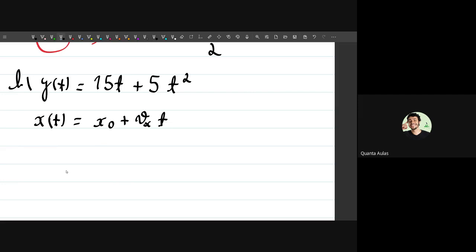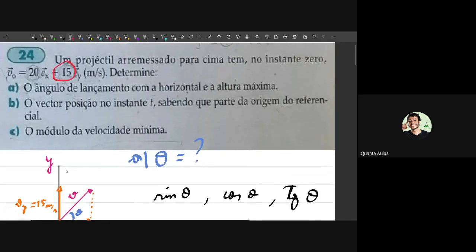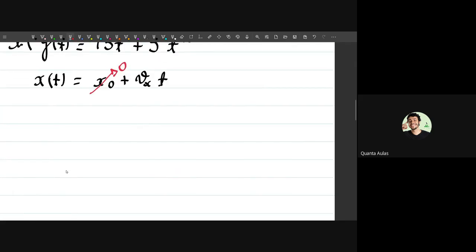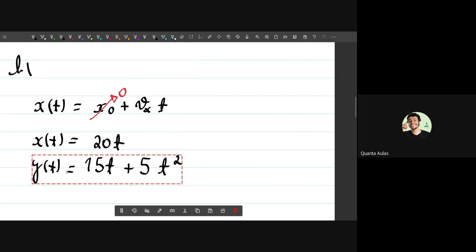So again, the position is 0 because we start at the origin of the referential of the problem, and the Vx, what's Vx? We have this value in our graph, in the question, it is 20, okay? The velocity in the x-axis is 20. So I will write here 20t. Yeah, so we have the vector.